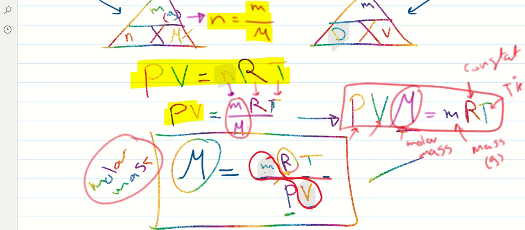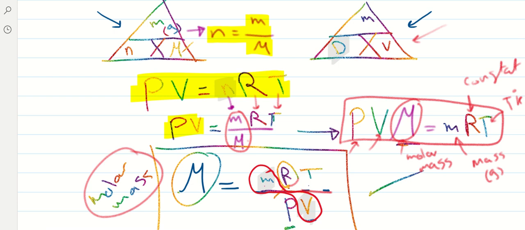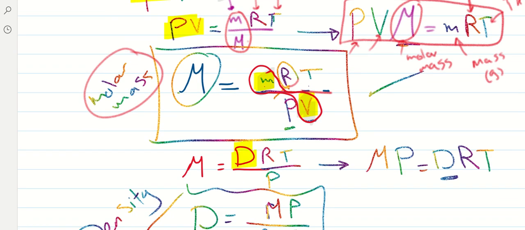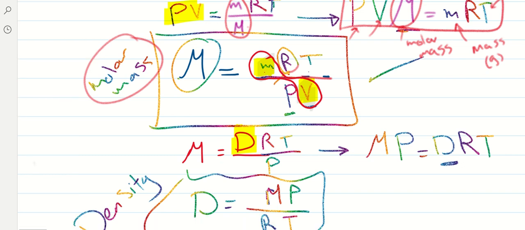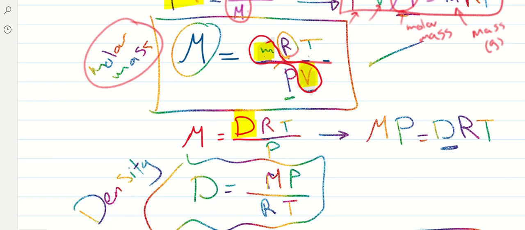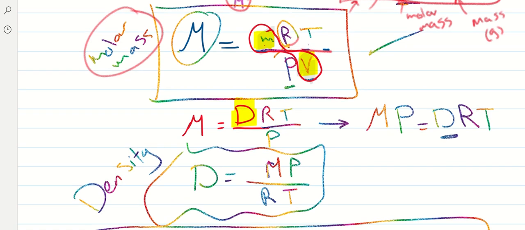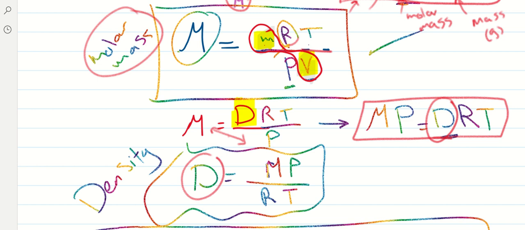Type. From this pyramid, I know that m divided by V equals D. So I can replace it by putting D and then completing RT divided by P. You will complete the formula, just put D instead of the m and V. Let's do them in a straight line. Cross multiplication. It will be MP divided by DRT. I want D alone on a side, so density will be equal to MP over RT.